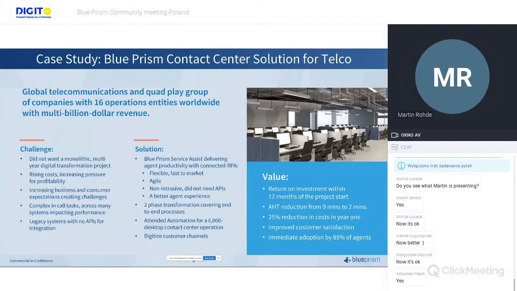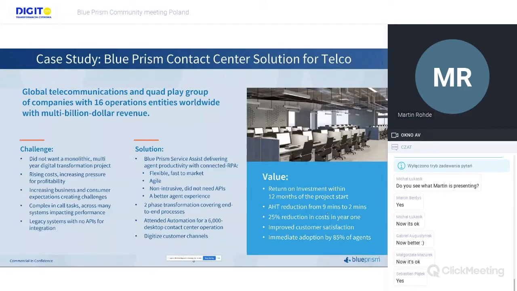So this is a huge impact that they get. And they have a cost reduction plan for several years. And this was so successful that they reduced 25% of their costs in the first year. So this was a very great and successful project. And this was, I would say, the game changer to make the decision: we will deliver an overall solution with Service Assist and bring this together.